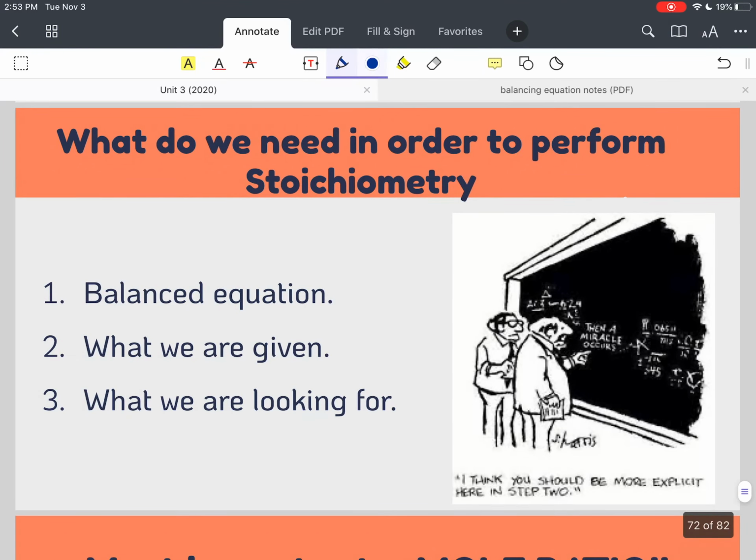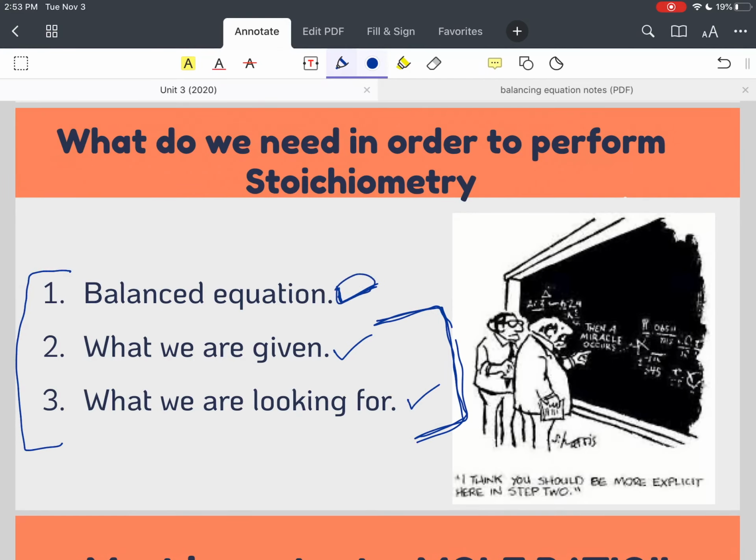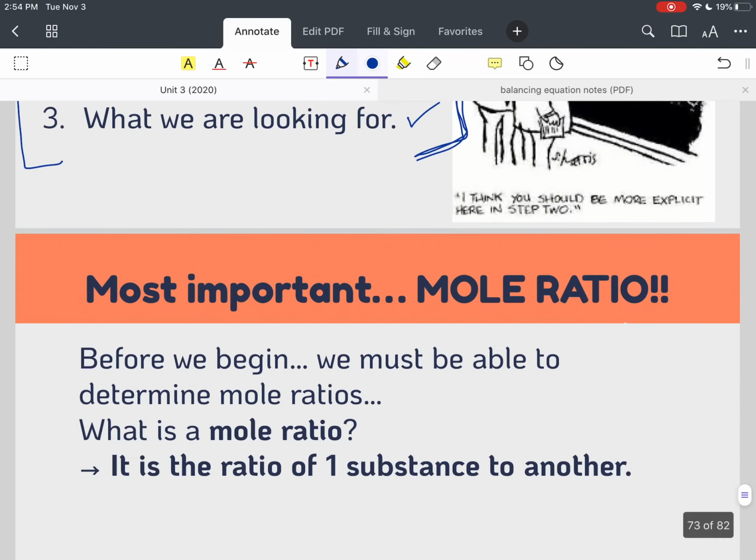So here's where I think your notes pick up. So your notes, what do we need in order to perform stoichiometry? We have to have a balanced equation. We have to know what we're given, just like any type of conversion problem. And we have to know what we're looking for. Okay, so the last two are the same as what we've been doing. We know what we're given. We know what we're looking for. All we're factoring in now is this balanced equation here. That's the only new part that we're doing.